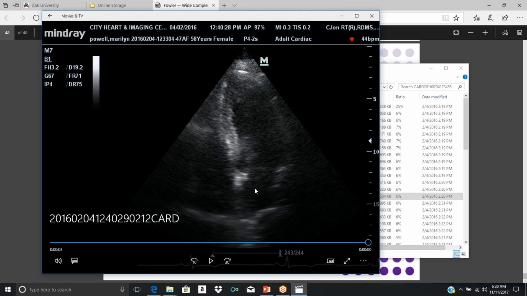Remember, the pulmonary veins drain into the left atrium. This is your atrial septum. This is the right atrium. Tricuspid valve is right here.